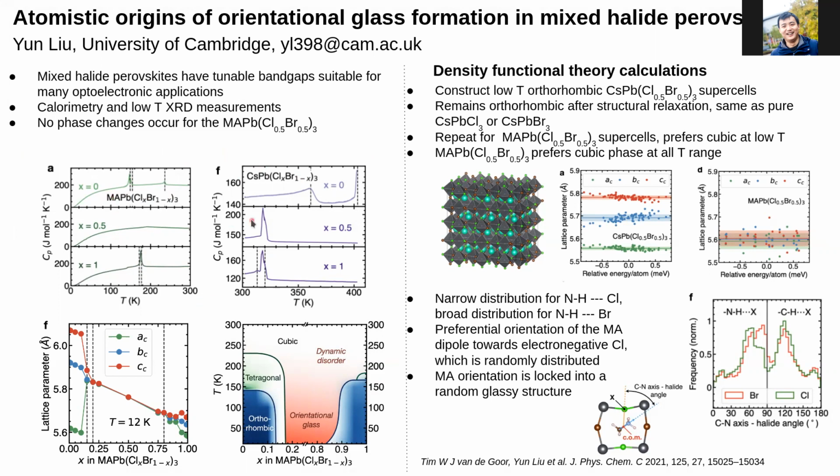And what's the difference between these two systems is that once you have the methyl ammonium cation and when the composition X of the halide is 0.5, you do not see any phase transitions, whereas you still observe these phase transitions for the cesium cation.